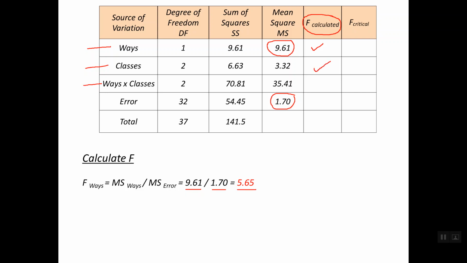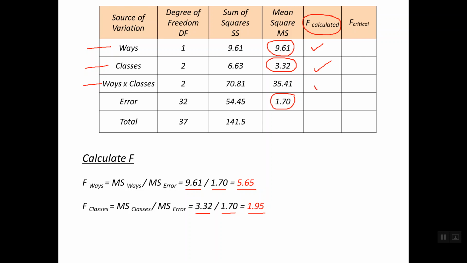Next, we need to calculate the F for the second factor, which is the classes. So the value of the MS is 3.32, and the MS for the error is 1.70. So this is the MS for the classes, this is the MS for the error, and this is the calculated F for the second factor.